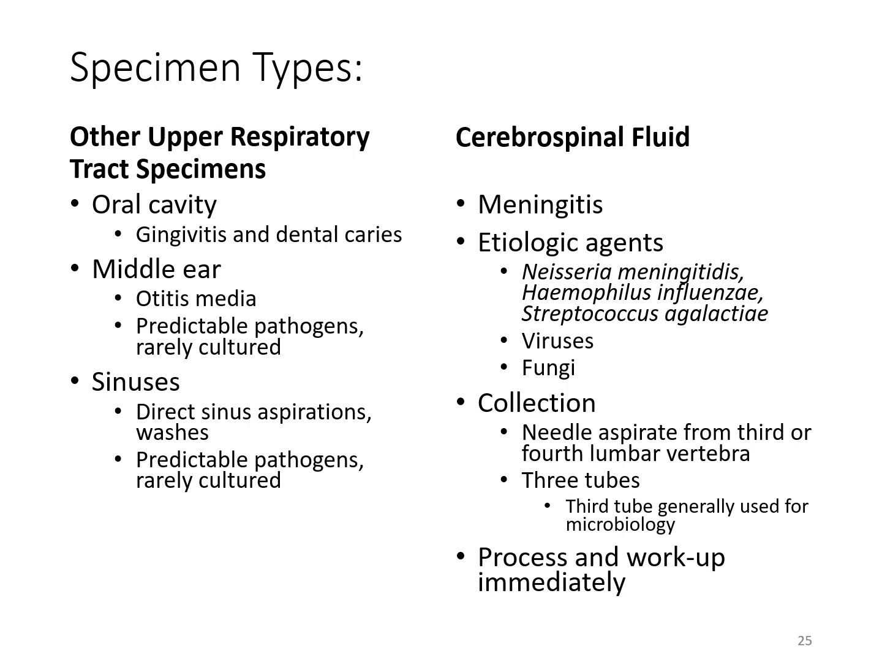So this would be looking for things like Neisseria meningitidis, Haemophilus influenzae, Streptococcus, various viruses, and fungi like yeast. Collection will be performed using a needle aspiration from the third or fourth lumbar vertebrae. They will collect at minimum 3 tubes. A lot of times it will depend on the patient as well. Obviously with an infant or a child, they're not going to get as much as they would for an adult.